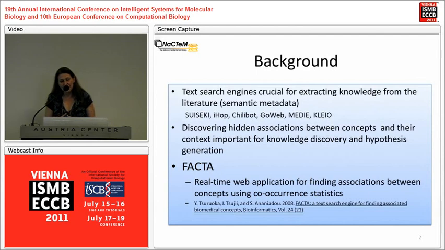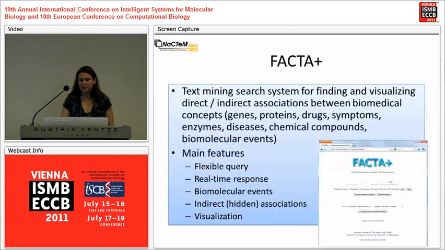So the work of FACTA Plus is based on a previous system we have done, which finds associations between concepts using different co-occurrence statistics. This work is already online, on our website. Both systems are on our website. And we now try to find indirect associations, very close to what Swanson suggested in the 90s. These indirect and hidden associations are quite important for knowledge discovery and hypothesis generation.